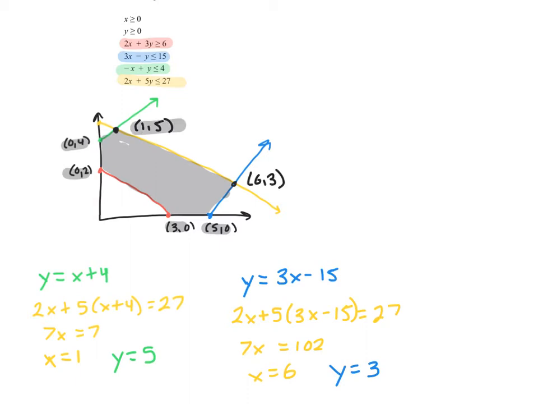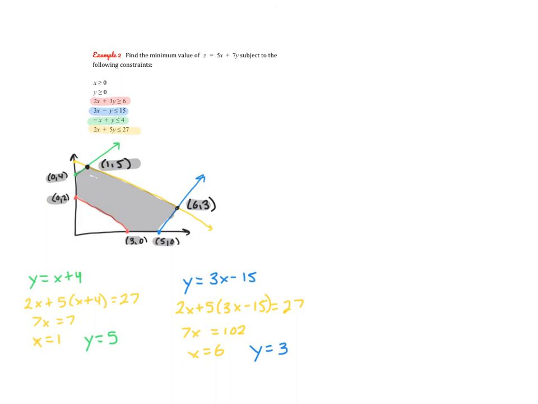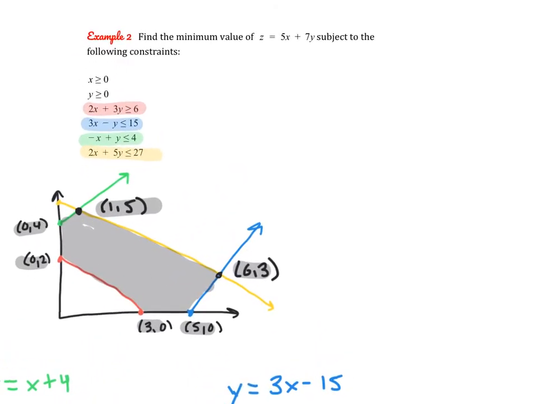So now I have 6 different values that I need to check to find the minimum value of our objective function. So I'm going to zoom in a little bit over here. So once again, our objective function is z equals 5x plus 7y. So I do need to substitute all of them. It might just take a little bit of time, but it is important to do.